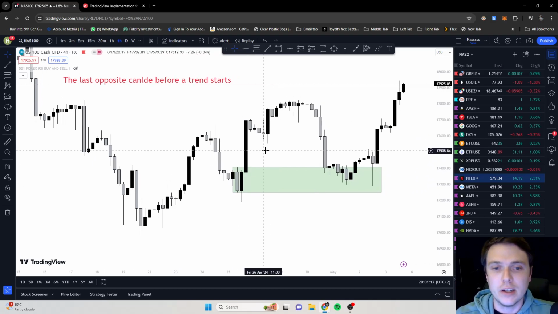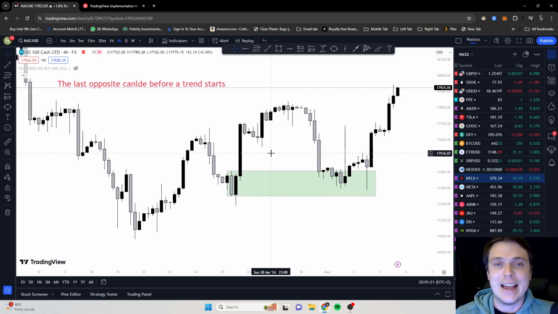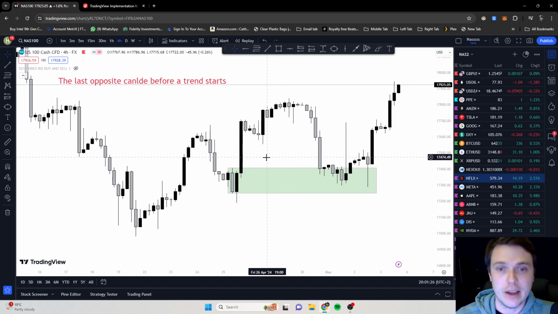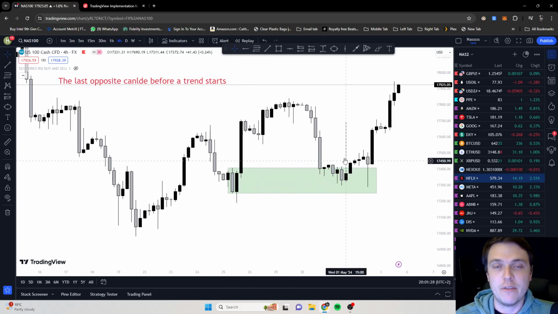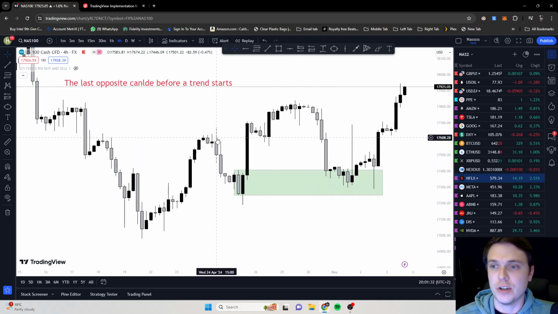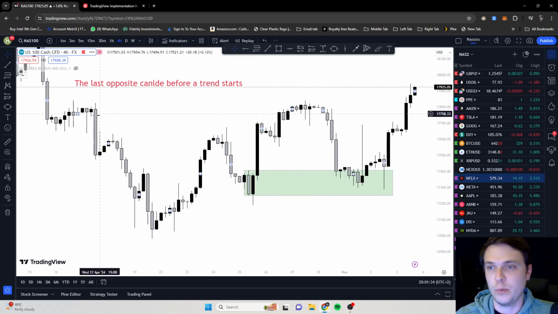Order blocks alone aren't something that I would trade alone. So don't just take this as a trading strategy. This is just to spot a certain factor in a trading strategy, okay? But it is definitely a great point of interest to find a trade for you in the future, okay? So that's a bullish example. We had the bearish one.